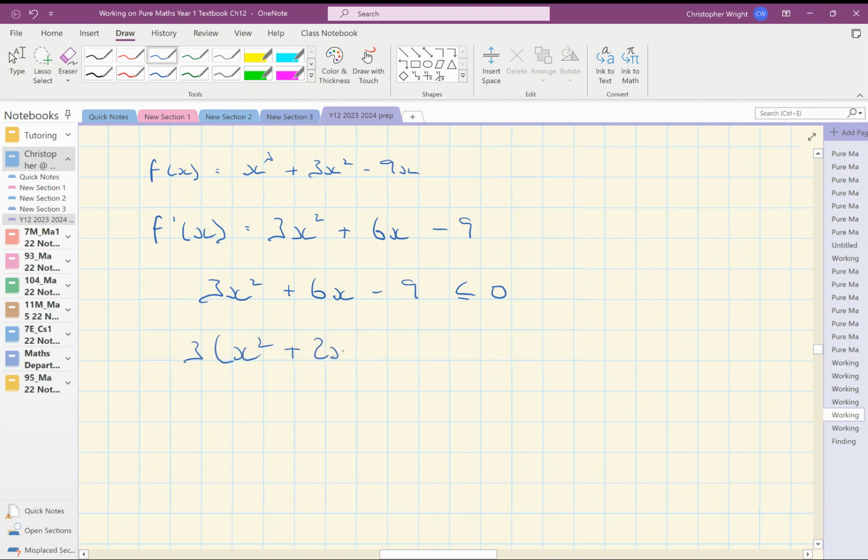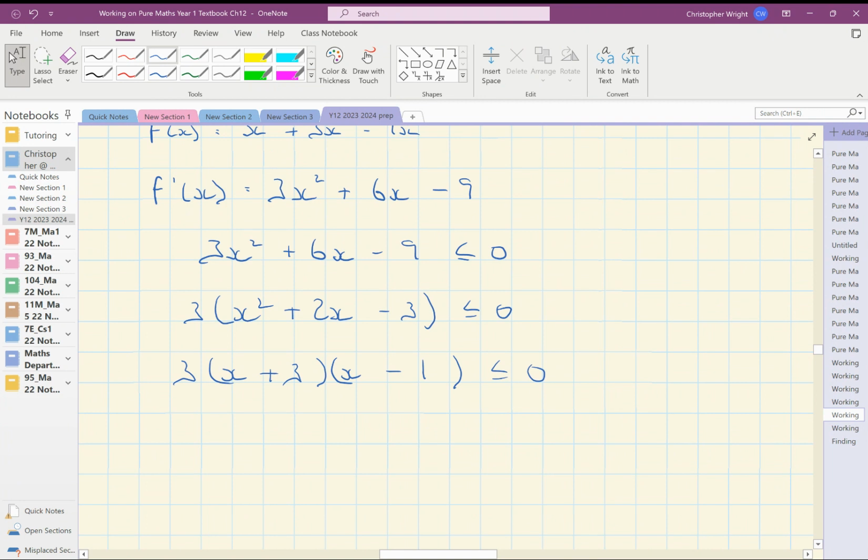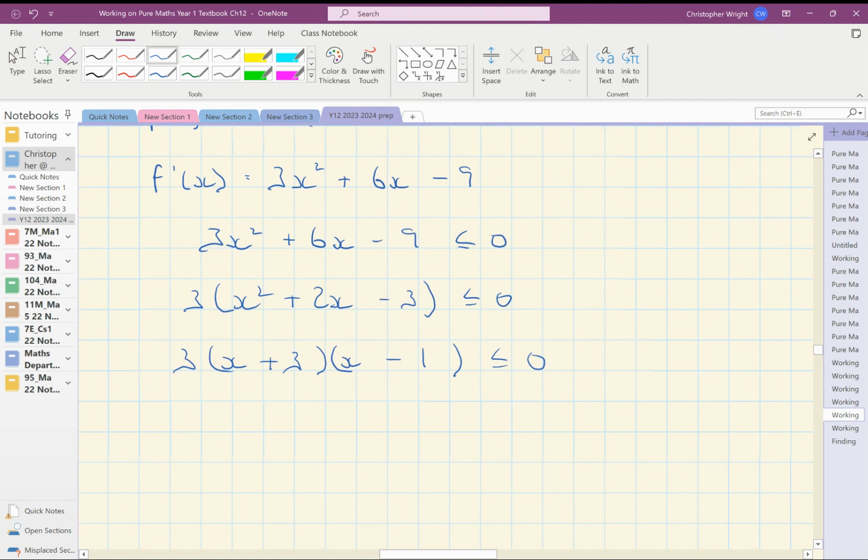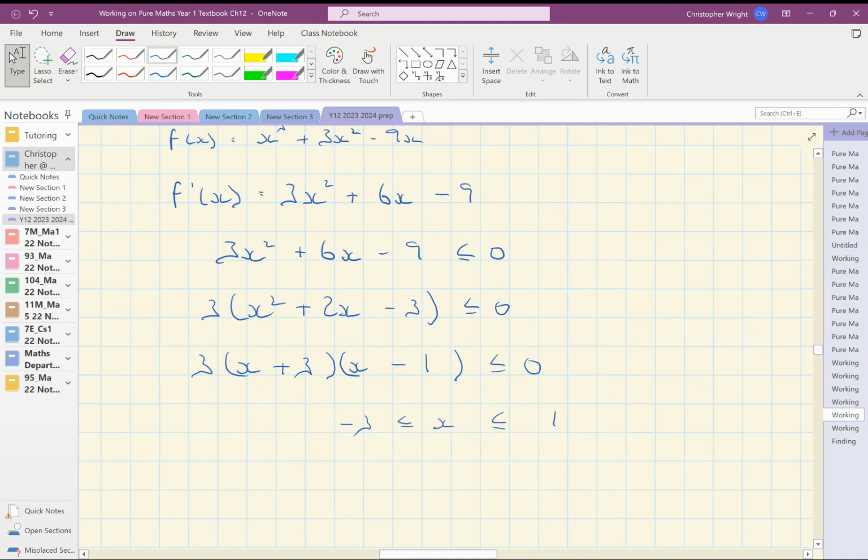I'm going to start by taking 3 out, and now I'm going to factorize this more thoroughly. x and x. Let's have a think. I'm going to have plus 3 and minus 1 there. So that's going to give me solutions here involving x being minus 3 and x being 1, isn't it? Well, in this case, if x is greater than or equal to minus 3, and if x is less than 1, then the inequality is satisfied.